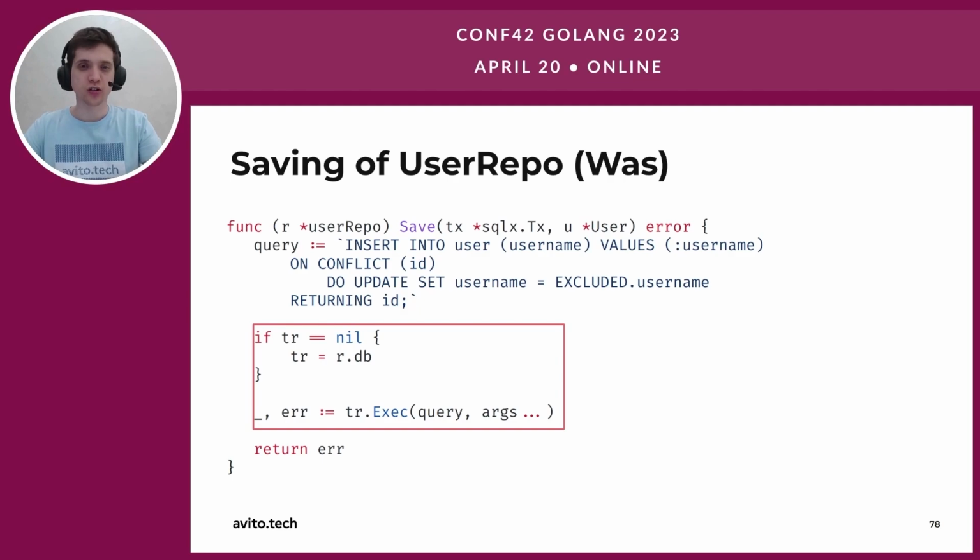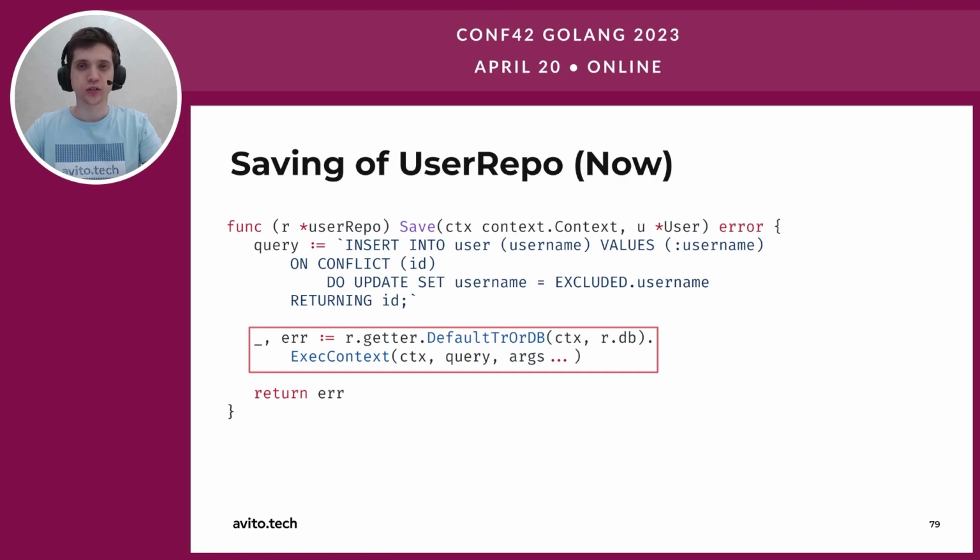In the first iteration, the saving method looks like that. Let's use SQL Context Manager in the repository. This simplifies the code a bit and reduces the chance of error.